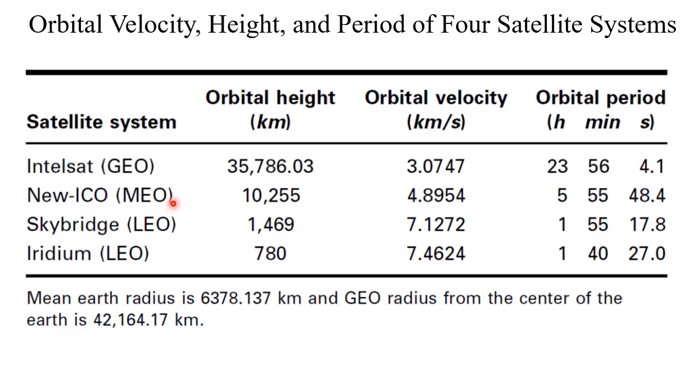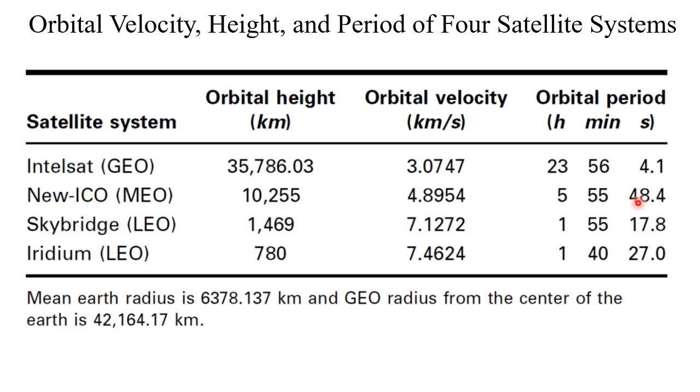Now if we consider another satellite, that is the MEO satellite, the orbital height is around 10,255 kilometer, and the corresponding orbital velocity that you can calculate is 4.89 kilometer per second. Look at the orbital period. From 23 hours, it becomes 5 hours 55 minutes, so it is 5 hours 55 minutes 48 seconds, nearly.